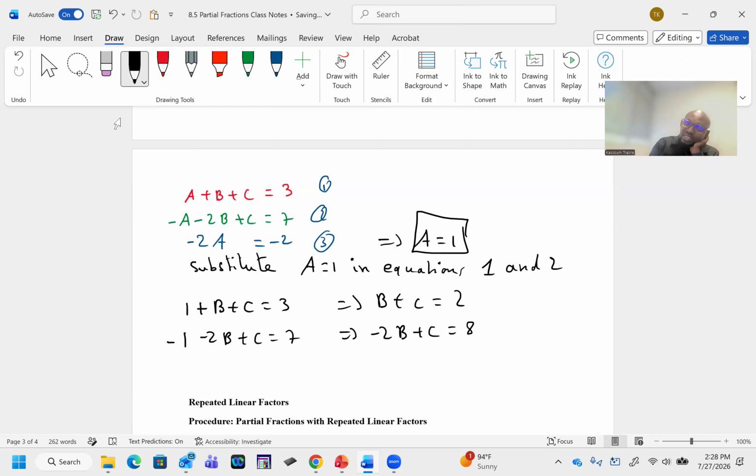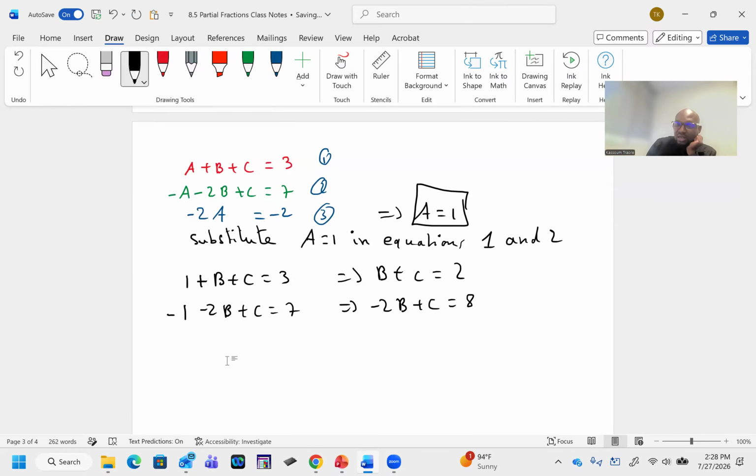So we have two linear equations to solve. As I said, you can use any method you want. Now we can solve b plus c is equal to 2, negative 2b plus c is equal to 8.